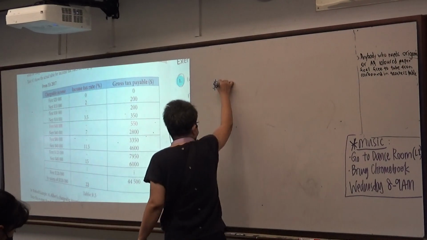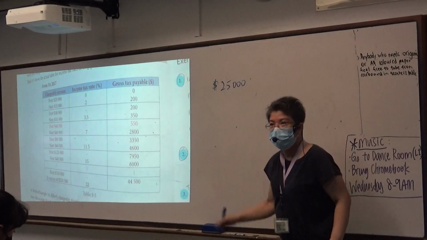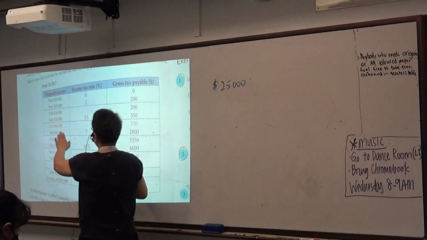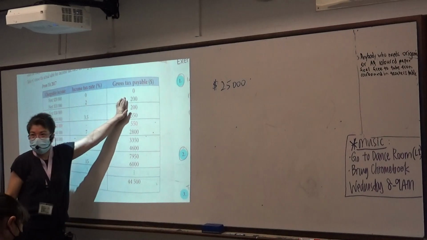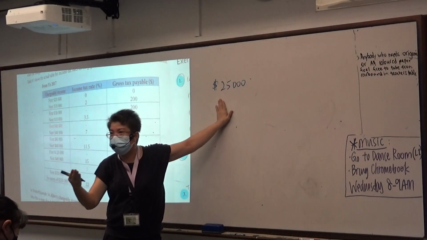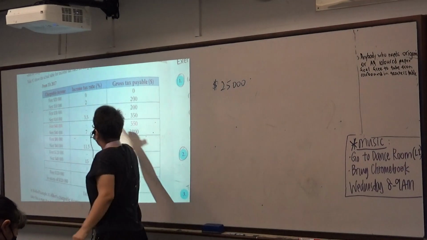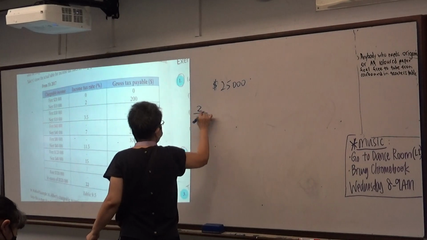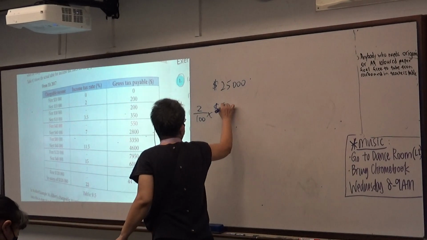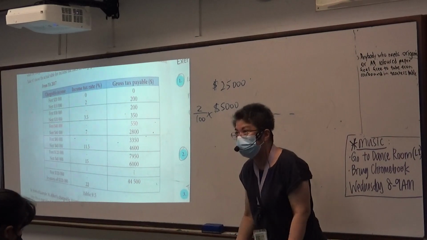What if I have 25,000? That means on the first 20,000, he pays $0, right? Now, after 20,000 is deducted, how many thousand left to be charged? 5,000, right? You see, it's 5,000. Then you take 2% times 5,000. That will be the amount of the tax.